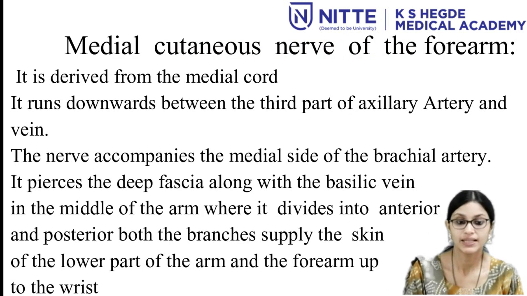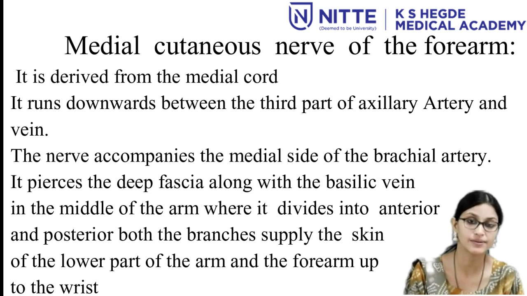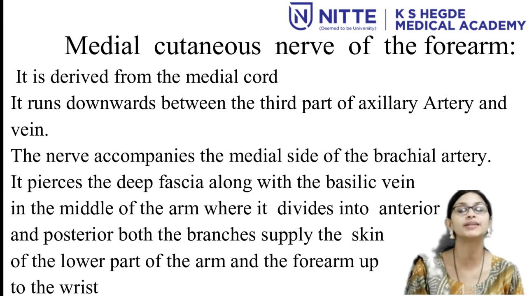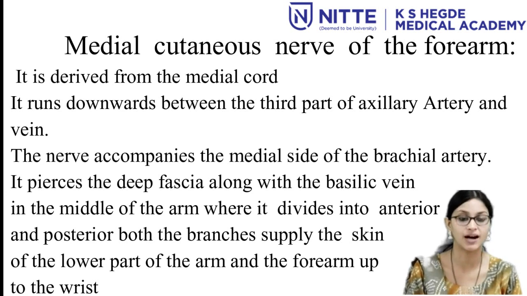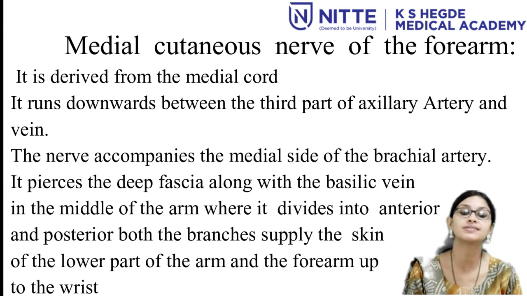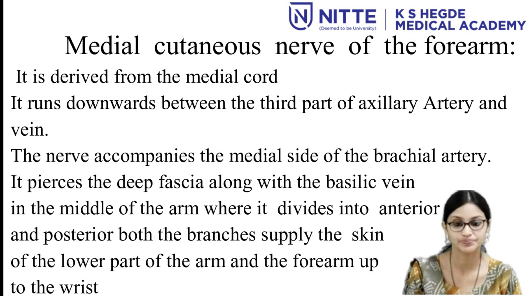Then it pierces the pectoralis minor and supplies the muscle, and then ends by supplying the pectoralis major muscle. The next slender branch given by the medial cord is the medial cutaneous nerve of the forearm. This nerve descends downwards between the third part of the axillary artery and vein. The nerve accompanies the medial side of the brachial artery. It pierces the deep fascia along with the basilic vein in the middle of the arm, where it divides into anterior and posterior branches, and supplies the skin of the lower part of the arm and forearm up to the wrist.